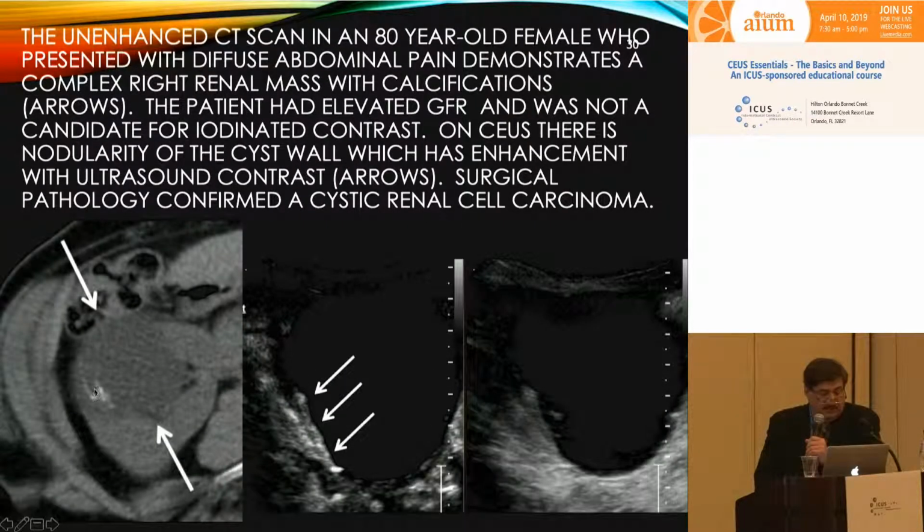Another complicated cyst with some calcifications on CT, can't get contrast. Here we've got the majority of this cystic lesion shows no enhancement, but we have a very thick enhancing wall on one area. And again, this turned out to be a cystic renal cell carcinoma.